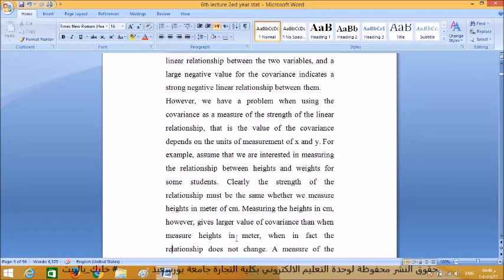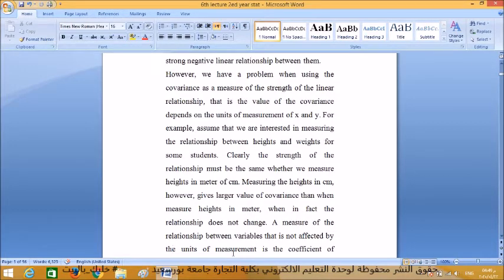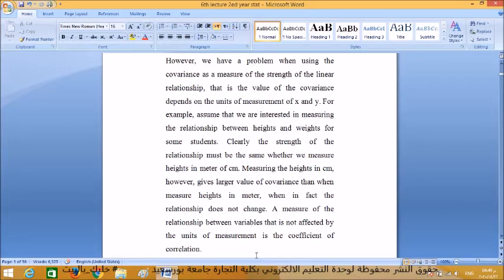When in fact the relationship does not change. If you measure by meter or by centimeter, the relationship does not change. But according to the formula of covariance, you will see that covariance when measuring with centimeter is larger than covariance with measuring in meter. Okay, that's illogical. A measure of the relationship between variables that's not affected by the units of measurement is the coefficient of correlation.